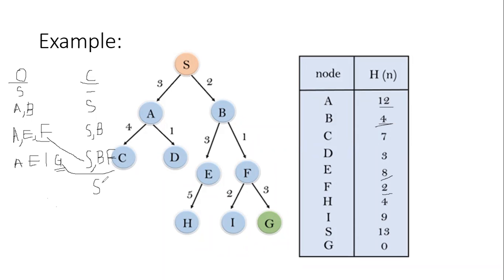So we now have S, B, F, and G. That is the path that will be taken. So this is how the greedy search algorithm works. I hope it makes sense, but before we go to another example, if anyone has a concern, you can now ask, then we move on.